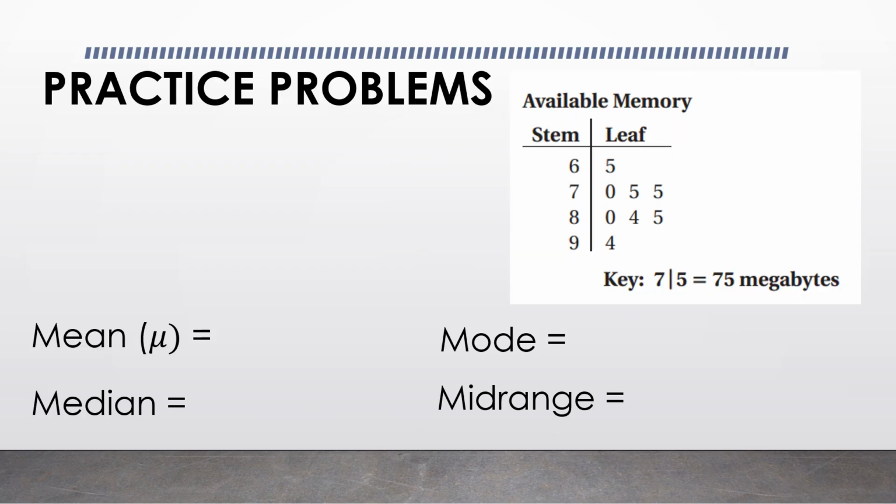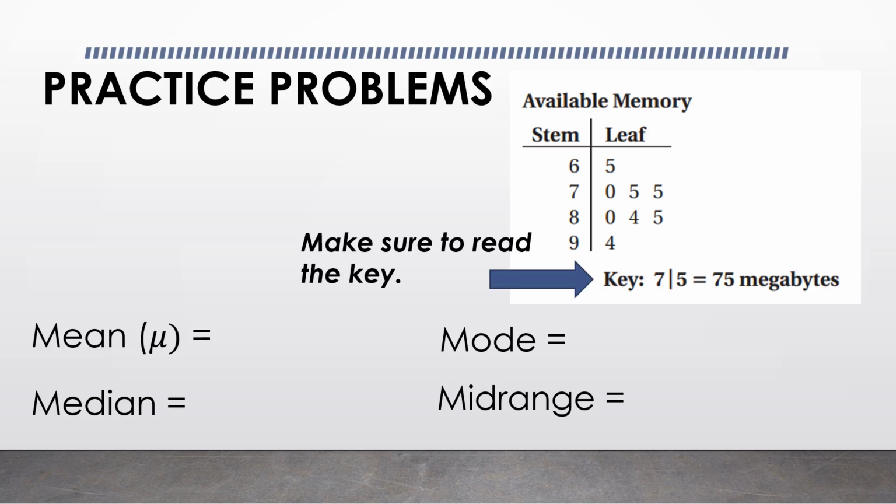Here's another practice problem. This time our data is given to us in stem and leaf plot form. Make sure we read our key. Here's our key. 7 line 5 is 75 megabytes. So our data values are 65, 70, 75, 75, 80, 84, 85, and 94. The mean, we would add up all those data values and divide by 8 because there's 8 data values there. We get 78.5. Mode is the most frequent, and there's only one data value that's listed twice, and that's 75.